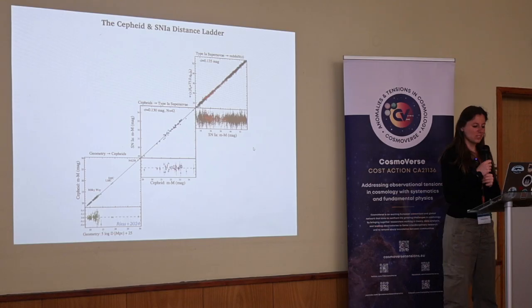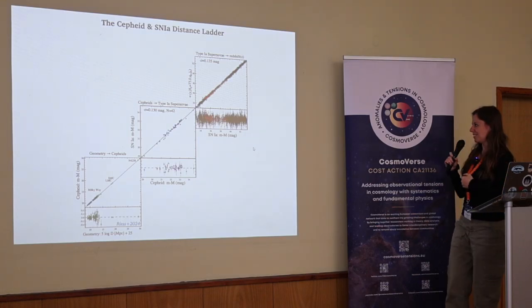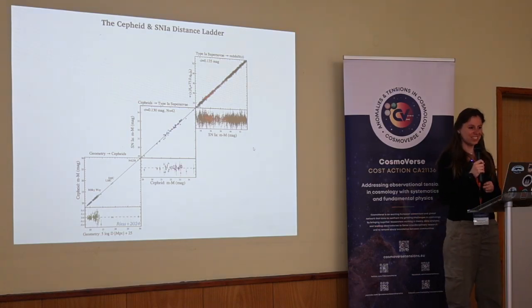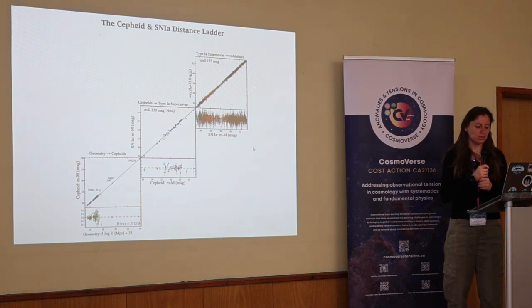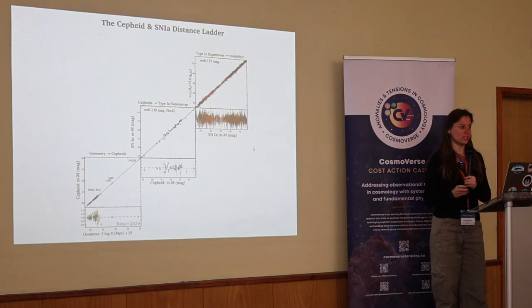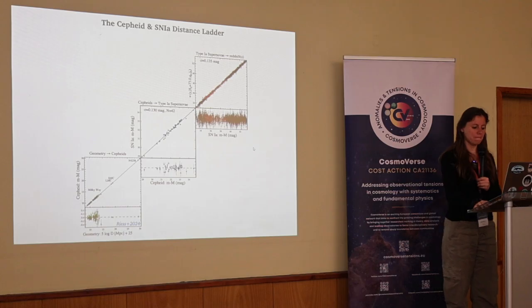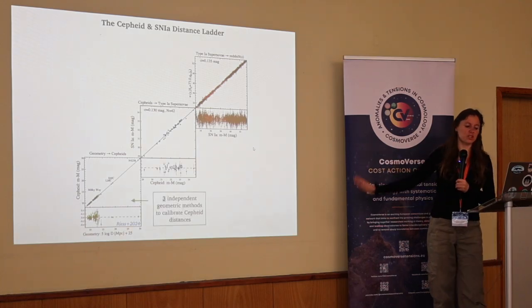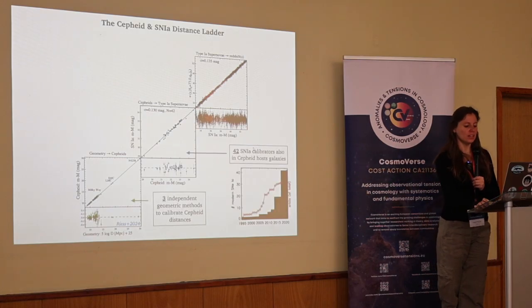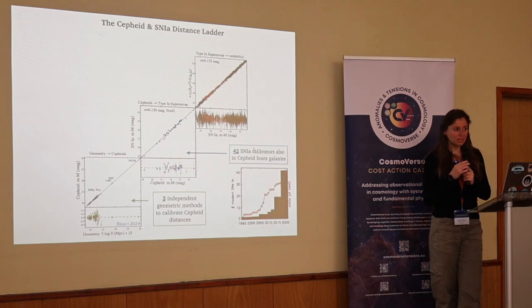The other way to see this is with this plot that you probably will see again during this week. This was from the SHOES team from RIS 2024. And it's basically the same as I just showed in the cartoon version, but it's what we show in the paper. You have the independent geometric methods to calibrate the Cepheids. Then you have the supernovae calibrators.